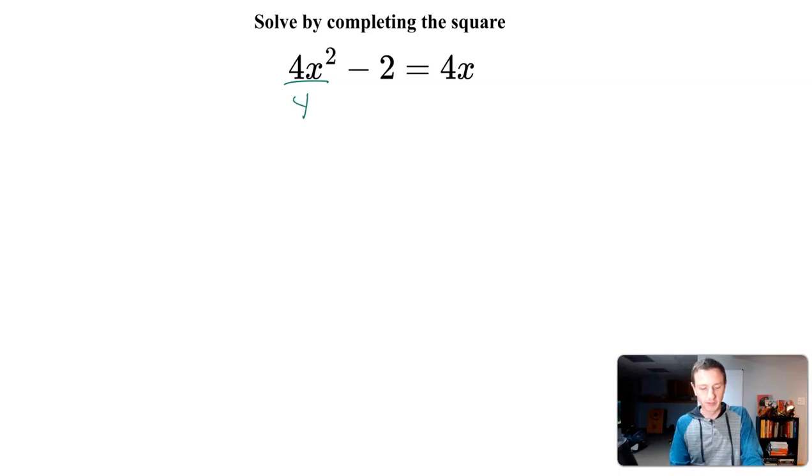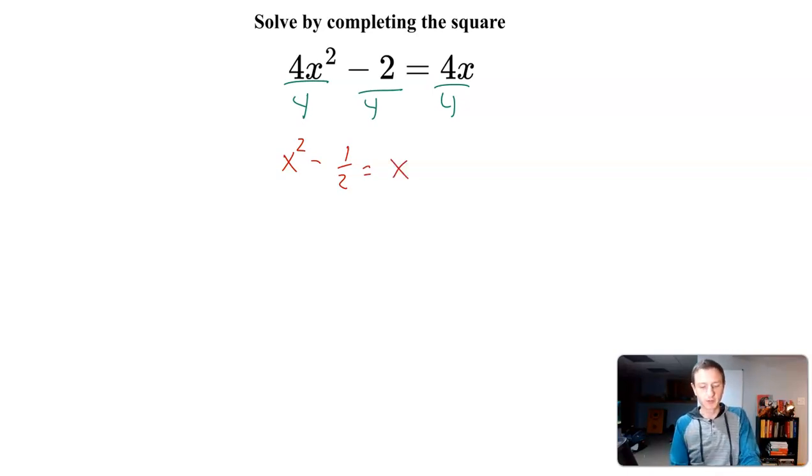And in order to do that, that means I have to divide everything by 4. And you could do some other things first, but I'm just going to start there. And you can move over that 4x with it if you want first, but it really doesn't matter. I'm just going to get rid of that 4 from the start. That's going to leave me with x squared minus a half equals x.